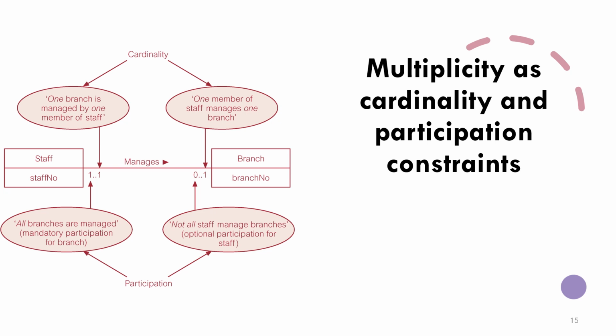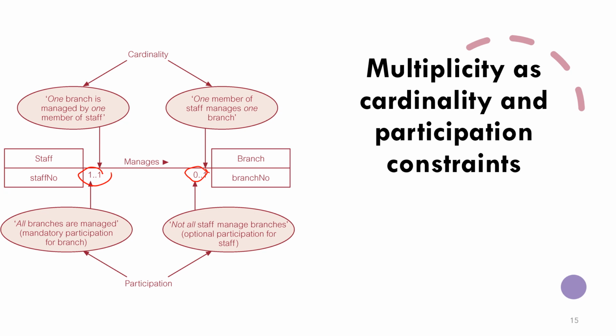One branch is managed by one member of staff, and one member of staff manages one branch. So this is the cardinality.